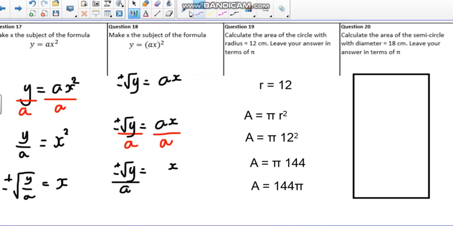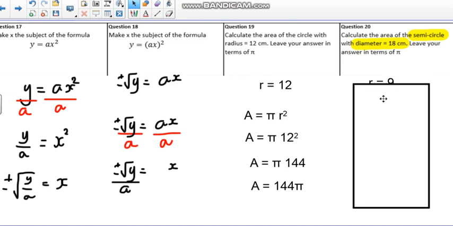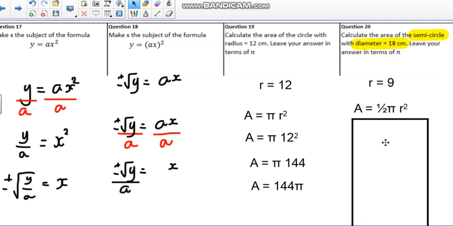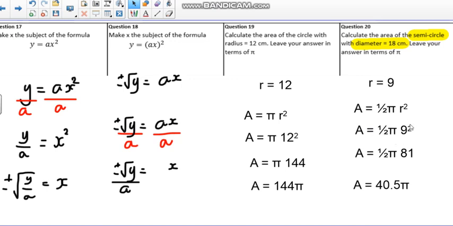The next one we need to read very carefully. Calculate the area of a semicircle, so it's only half of a circle, with diameter 18. So we're given the diameter, but for area we need to know the radius. So the first thing I'm going to do is write down the radius, and the radius is 9. Okay, then the formula, well, area is pi r squared, semicircle would be half pi r squared because it's half a circle. So again, I'm just going to substitute the 9 in. So we get half pi 9 squared, which is a half pi times 81. And if I half the 81, I get 40.5 pi.